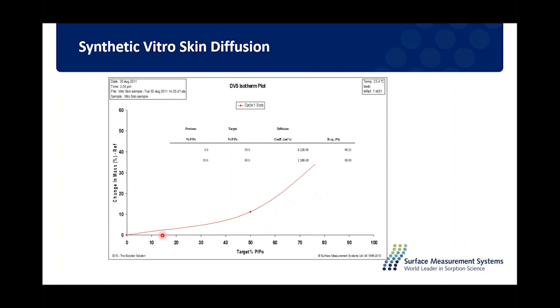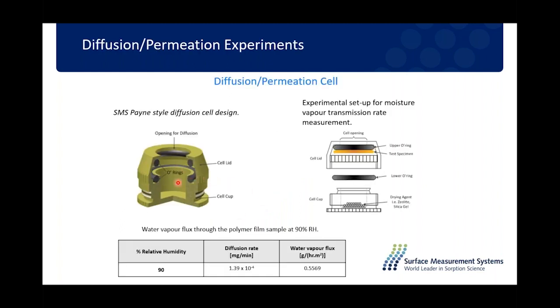So this is looking at the change in mass as we change the humidity, and then we can get the diffusion coefficient at each step change in relative humidity. And I can do that with different surface treatments, different coatings, different humectants, maybe different oils or creams or emollients that might be put onto the sample, and look at skin transport properties as a function of RH and modification. You can also look at membrane permeation. This is typically done through a permeation or diffusion cell.